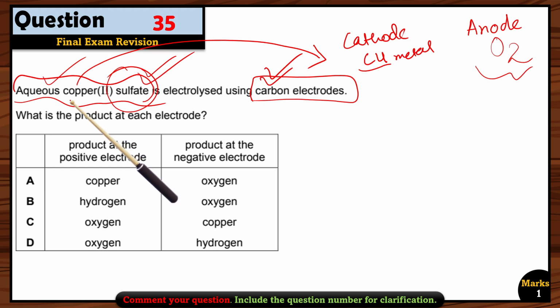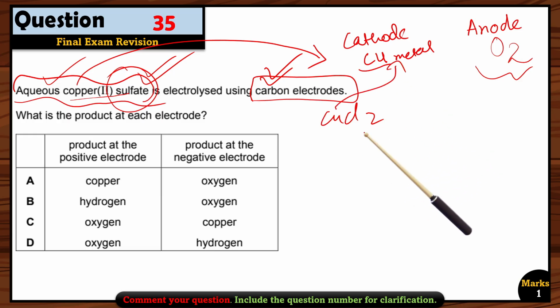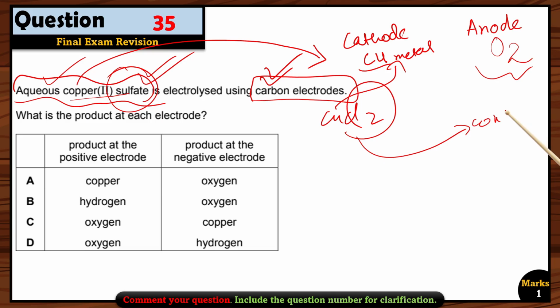If I change copper sulfate to copper chloride, then what are you going to get? Copper, of course, at the cathode, and chlorine depends on dilute or concentrated. If it is dilute, you are going to get oxygen. But if it is concentrated, then you are going to get chlorine gas at the anode. So only concentrated solutions will give you your anions at the anode.